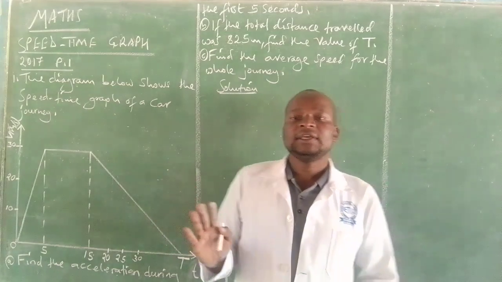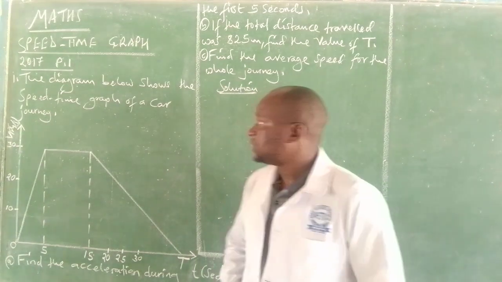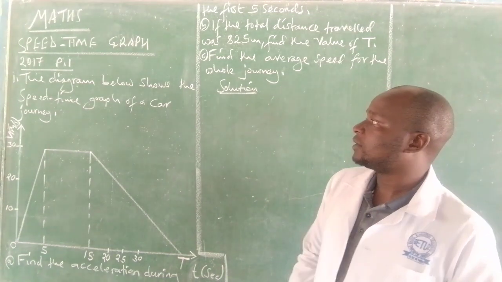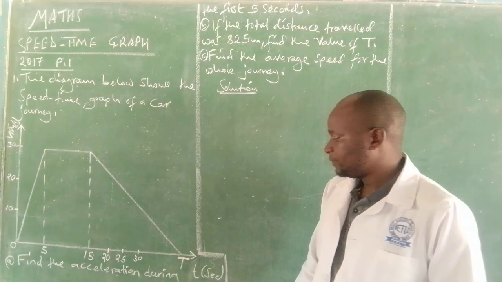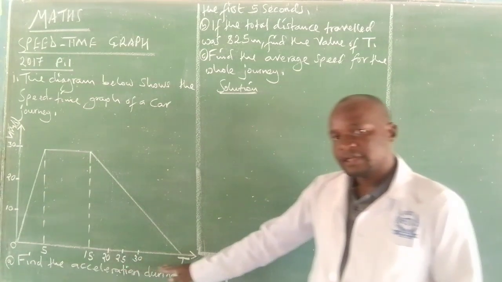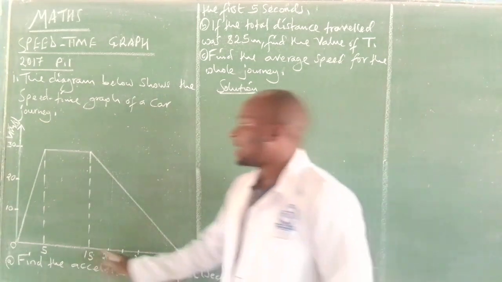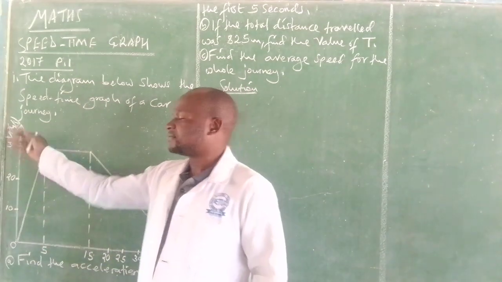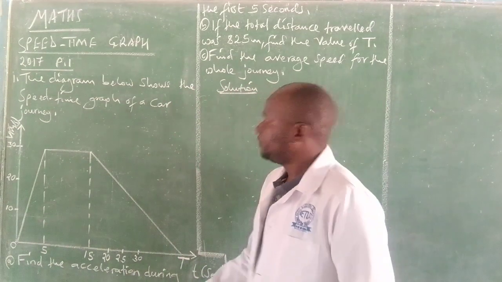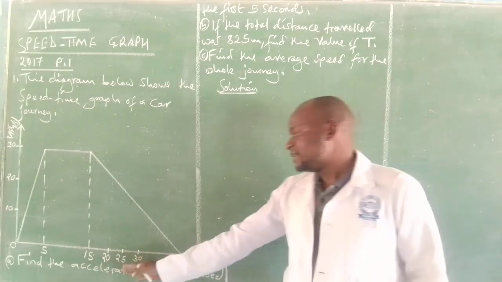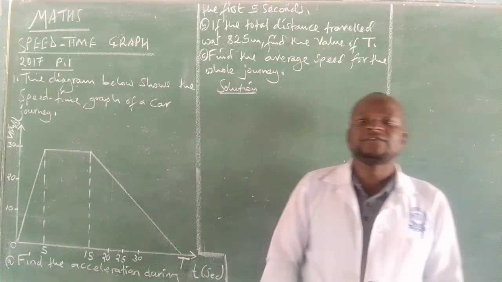We are considering the question from 2017, and it says, the diagram below shows the speed time graph of a car journey. The horizontal axis is for time in seconds, and the vertical axis is for velocity in meters per second. The first question says, find the acceleration during the first 5 seconds.